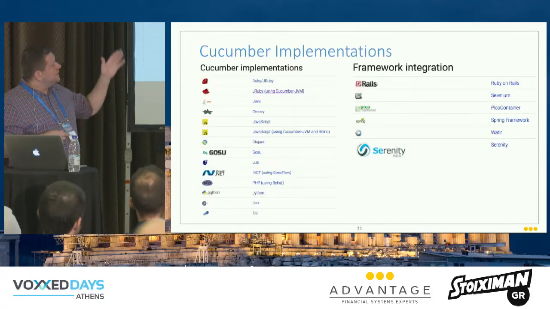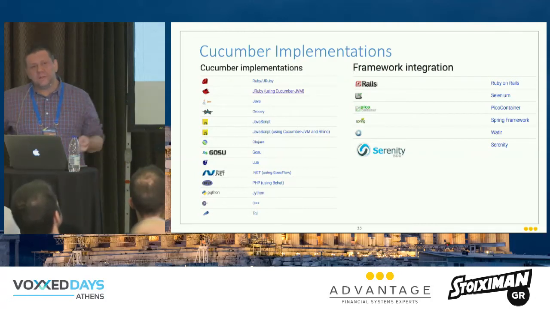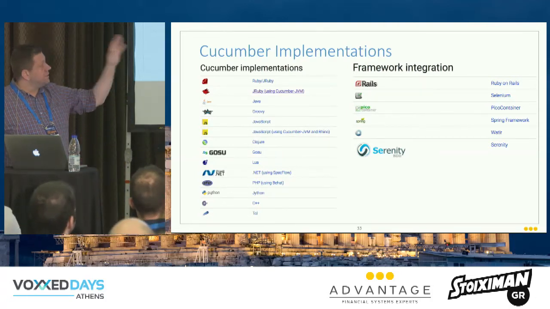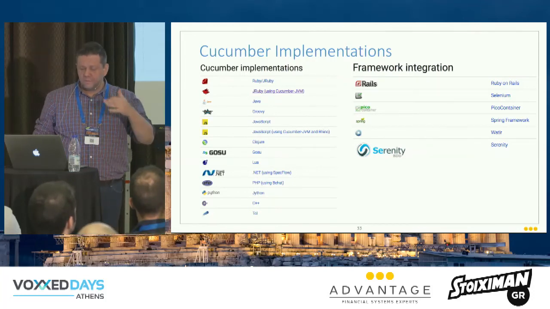And Cucumber now has several implementations in all famous technology stacks like Java, .NET, C++, Ruby, and supports all these frameworks like Ruby on Rails and Serenity. And even more are coming up.